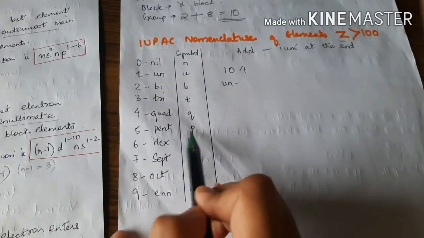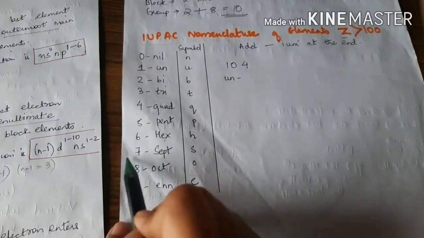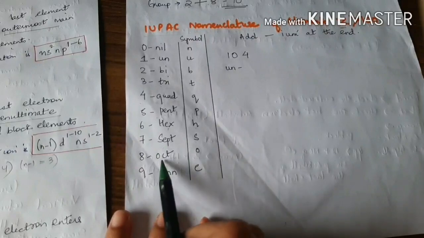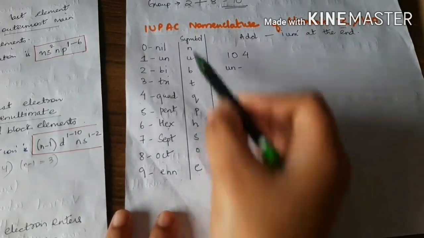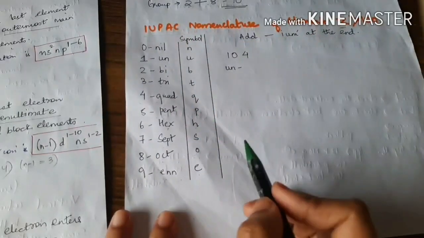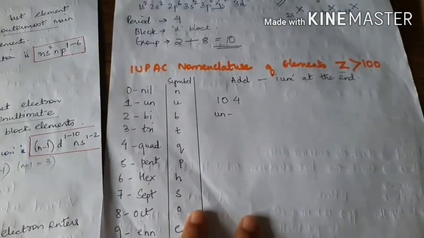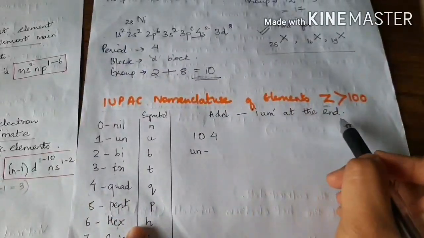5 is pent, P. 6 is hex, H. 7 is not hepta, we have written sept, S. 8 is oct, and 9 is enn, E. You memorize these and these are the symbols. Now let's write. And when you write the name, you have to write ium at the end.